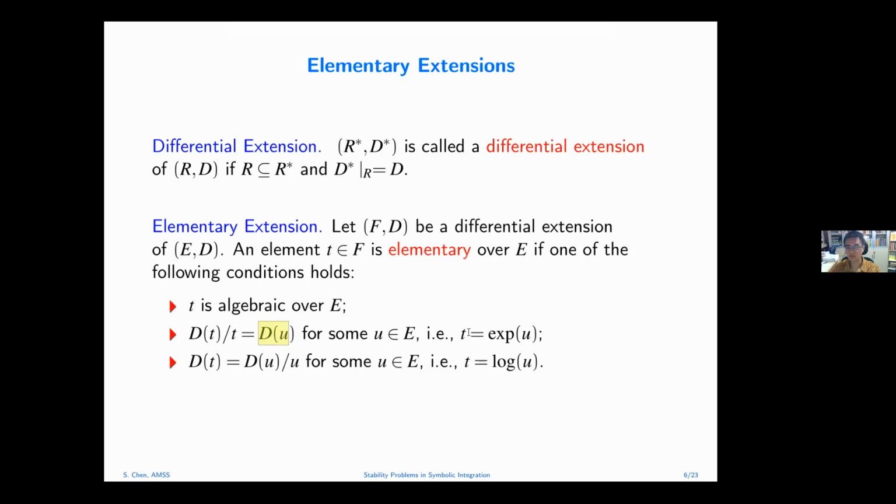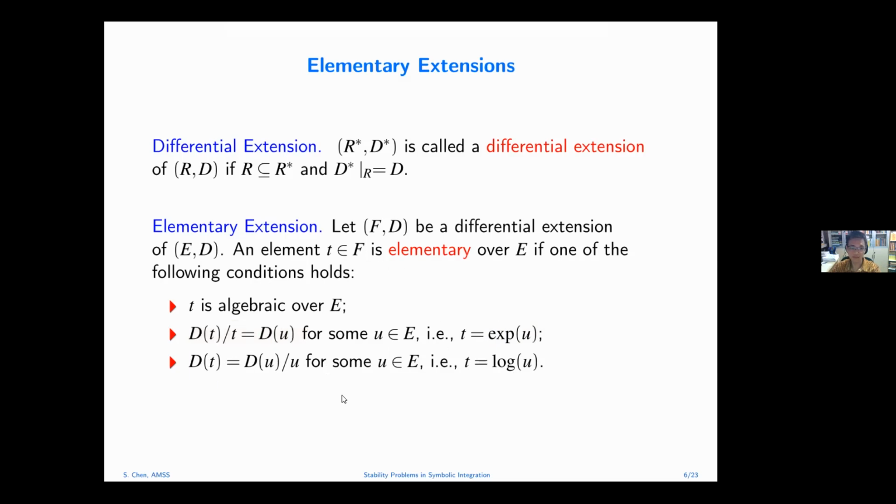Sure, formally, symbolically, you can write T equals exponential of u. But you know, this is just a symbol; that is not the actual meaning here. Similarly for the logarithm: the derivative of T from the bigger field is equal to the logarithmic derivative of another element u from the smaller field. So we write T is the logarithm of u, and then we say T is logarithmic over E. So elementary means being one of them.